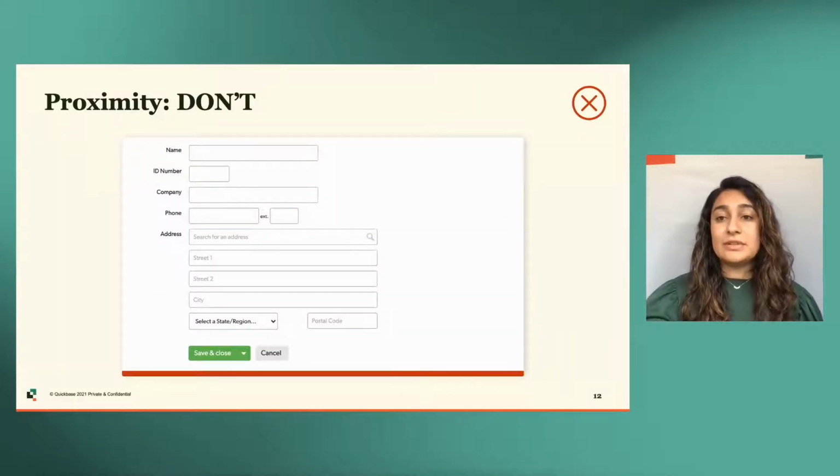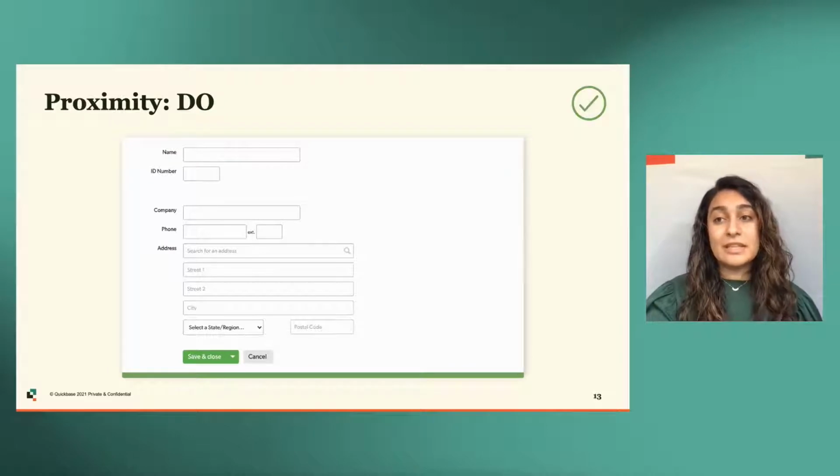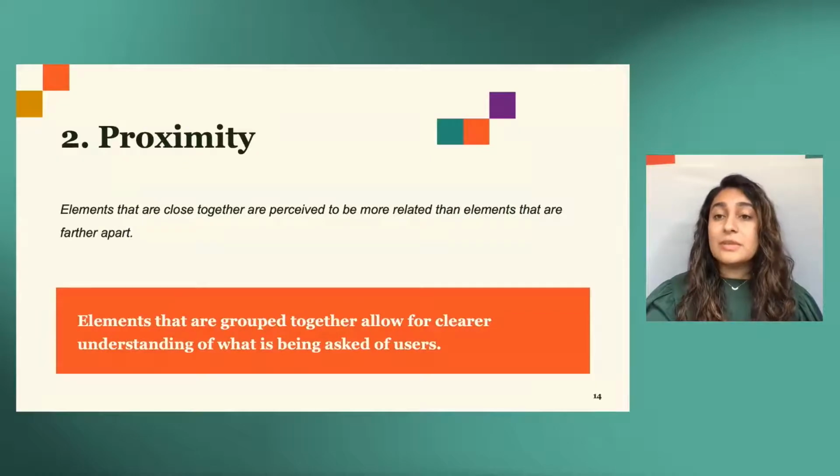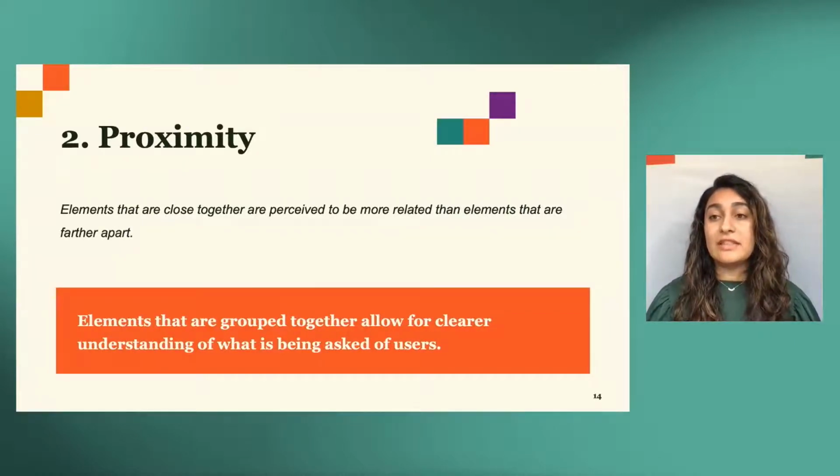In this example, you'll see a form with elements equally spaced, and it's not obvious whether ID number, phone, and address are tied to the name or the company. With applying the principle of proximity, we have elements closer and farther apart here by changing the form settings to include breaks. So now we can tell more clearly which fields are related. So applying the principle of proximity makes it more clear to your users what elements are related and therefore what is being asked of them in this case.